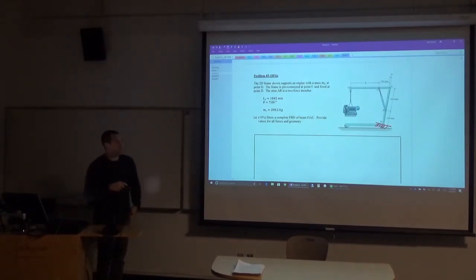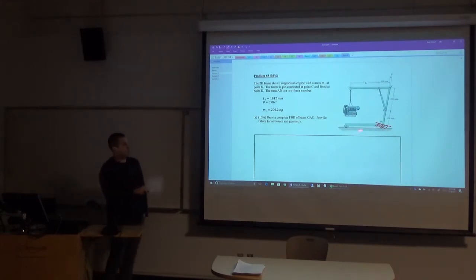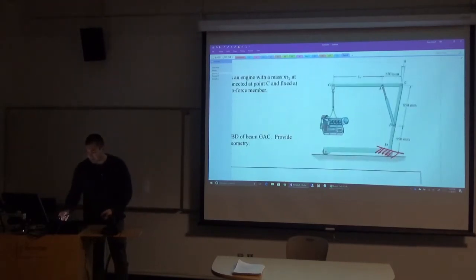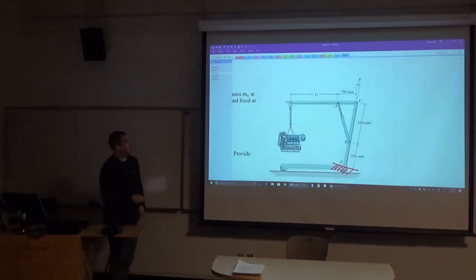Now that's not going to change the answer. If you didn't assume this, it's actually not going to make any difference whatsoever. But just to try to simplify the problem, that was the call of the question. Just assume that here at D there's no rotation, there's no translation. Okay, so with that in mind, draw a complete free body diagram of beam GAC. So let's take a slightly closer look at GAC.